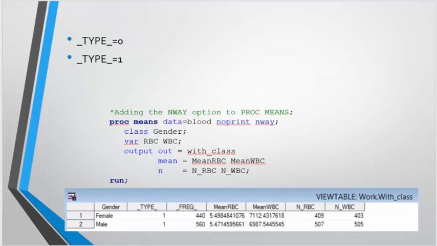The _TYPE_ equals 0 is the mean for both males and females, the grand mean. The _TYPE_ equals 1 is the mean for males and females separately. If you want to omit the observation with the grand mean, you can use the NWAY option in the PROC MEANS statement, and that will omit the grand mean where type was 0.